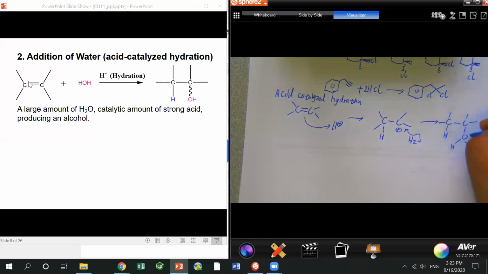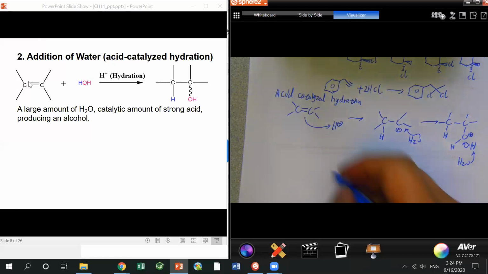Because water is a neutral nucleophile, you have to do one more step: remove one hydrogen from the water. Normally another water comes, picks up this hydrogen, and the electrons shift back, giving the final alcohol.